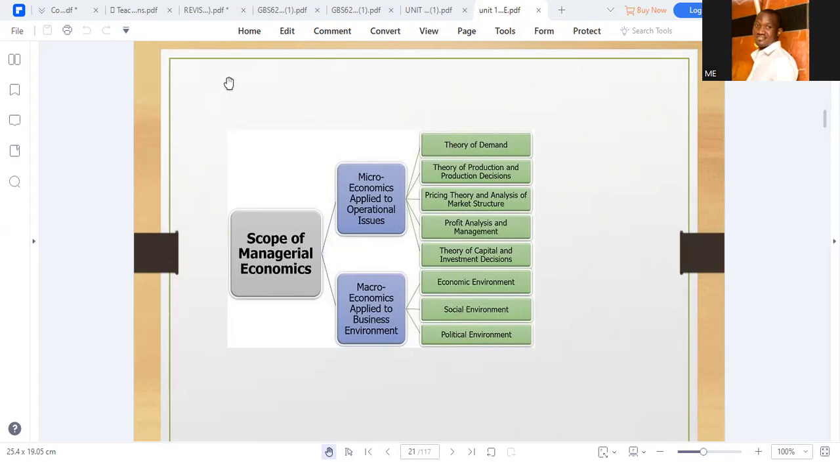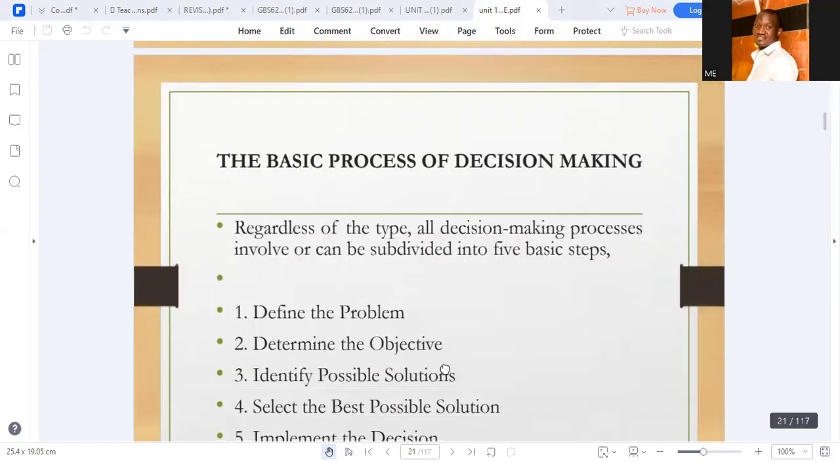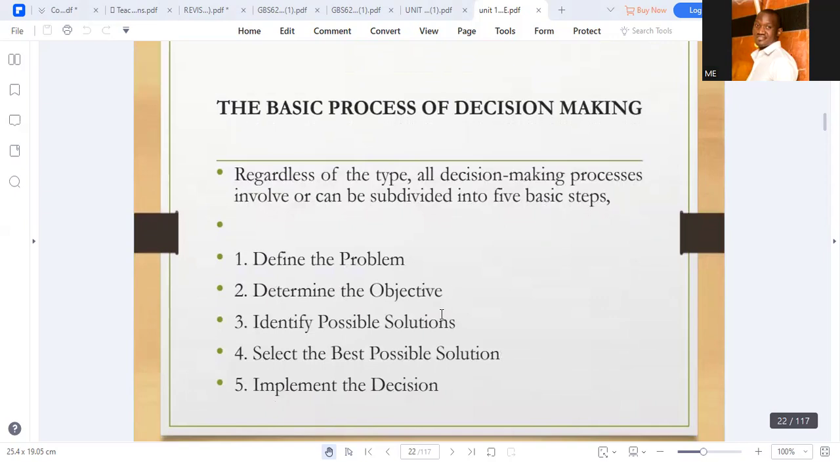So these will give us the delimitations of what we're going to look at. In fact, they will give us the outline of what economics is all about. So by definition, there are basic processes that are involved in the decision-making process, regardless of what type of decisions. All processes must be divided into the following five.